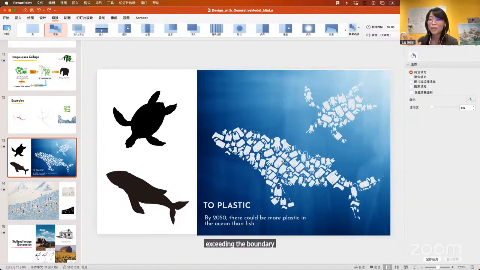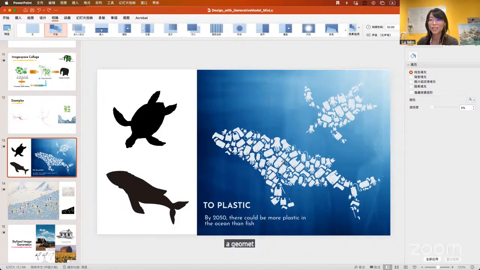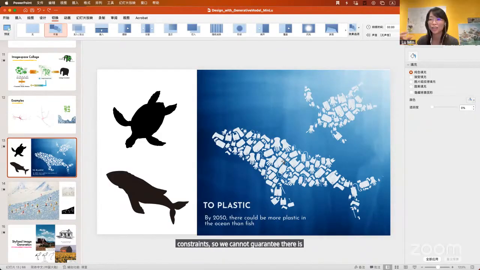I want to emphasize that, different from Michel's work, which is a very geometric solution that can ensure the hard constraint, here we work in image space. It's more like a soft geometry constraint. So we cannot guarantee there is no occlusion or overlap. But we do have a set of quantitative metrics to show that our method is the best of the state of the art.